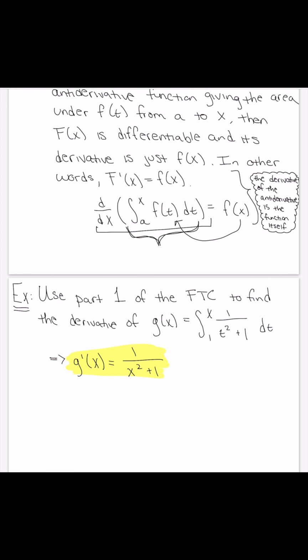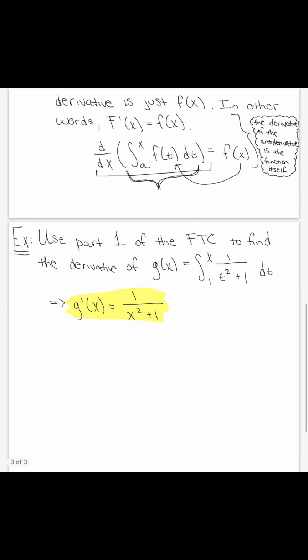However, what about when we have something other than just a number and an x? That's when things get a little complicated. But before I go there, I'm going to introduce part 2 of the Fundamental Theorem of Calculus.